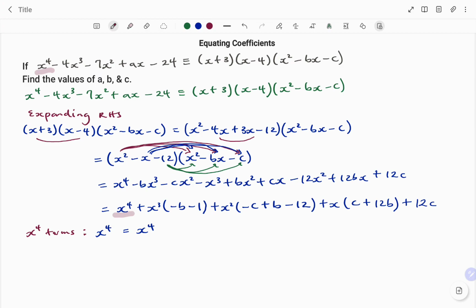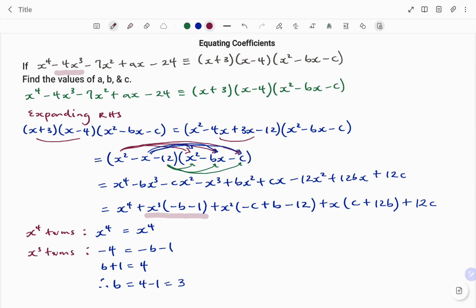I go to terms in x³. What I have is minus 4x³, then I have minus b minus 1. The coefficient is what I need. So I have minus 4 equals the coefficient of x³ in our expansion, minus b minus 1. Making b the subject of the formula, if I move my minus b minus 1 to the left-hand side and my minus 4 to the right-hand side, I will have b plus 1 equals 4. Therefore, the value of b will be 4 minus 1, which is equal to 3.